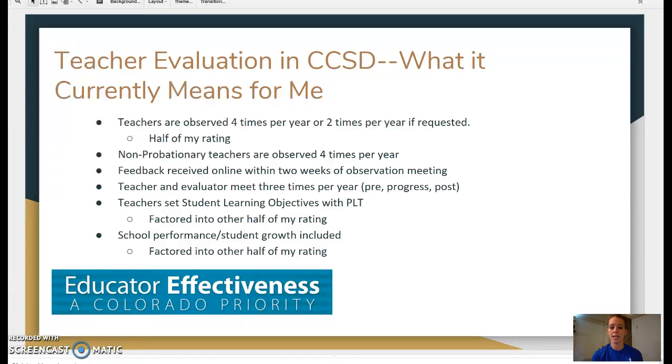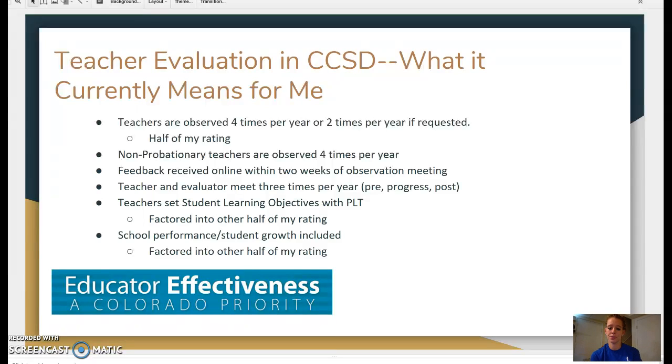So for me, I'm observed 4 times a year. These are drop-in evaluations that last anywhere from 20 to 40 minutes, although the one I had on Friday was an hour long, which I didn't mind because he stayed and we had a really great discussion after the lesson, and it was very positive and I loved it. But that's pretty standard, 20 to 40 to I guess 60 minutes, about once a quarter. Or a teacher can request 2 formal observations that last the full 95-minute block at our school. That makes up half of my rating.